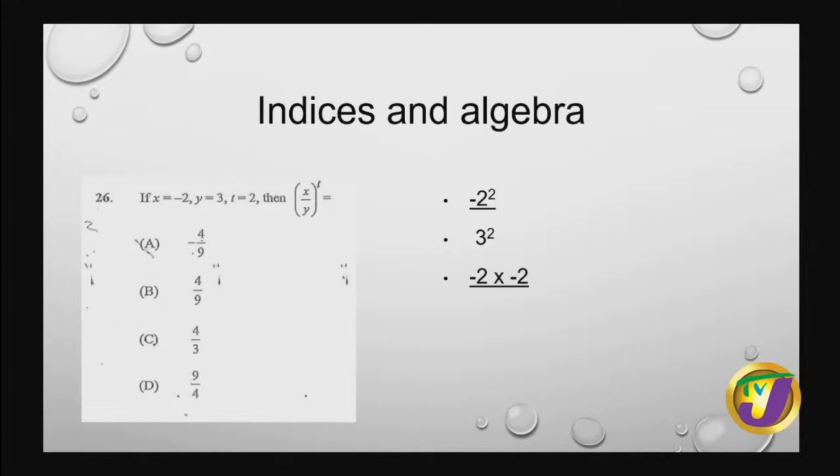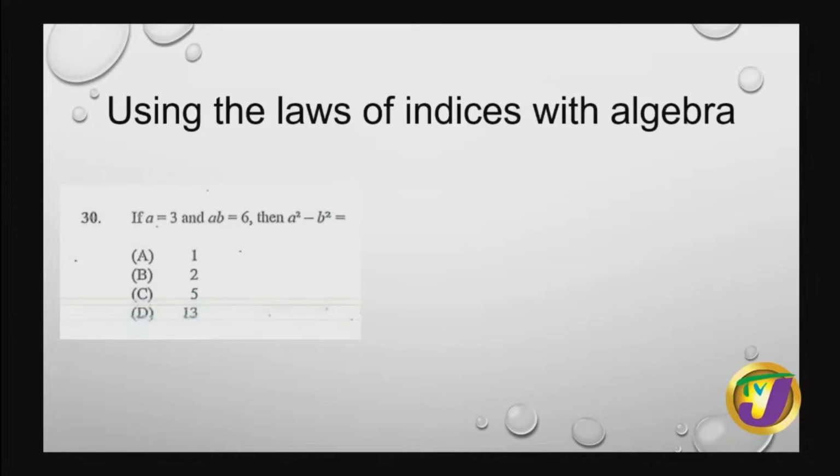So we would have multiplied there. I would have expanded it for you. And your option is still B. All right. So another question here. If A is 3 and AB equals 6, then A squared subtract B squared equals.